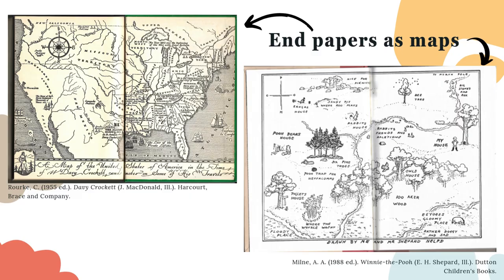On this slide are examples of maps as end papers. One is from Davy Crockett's reprinting in 1955, and on the right, a reprint of Winnie the Pooh from 1988. In both books, these end pages are necessary to the telling of the story and could be used in a teaching lesson around world building and mapping where the characters go within the text.